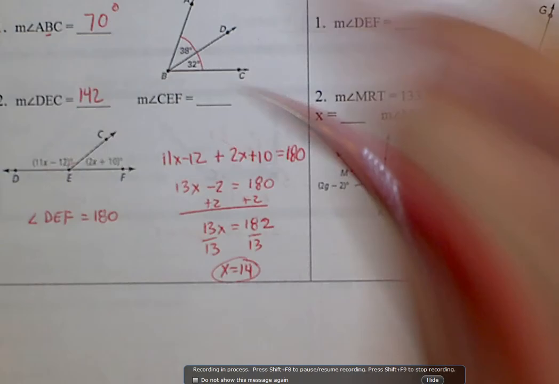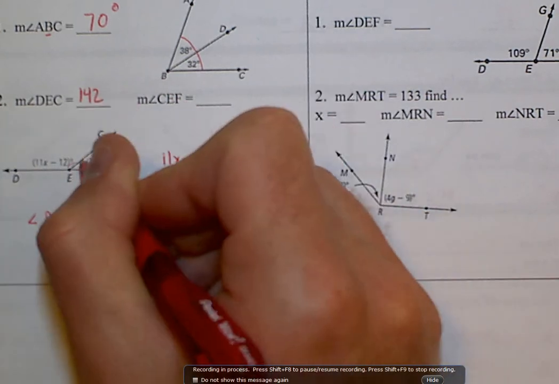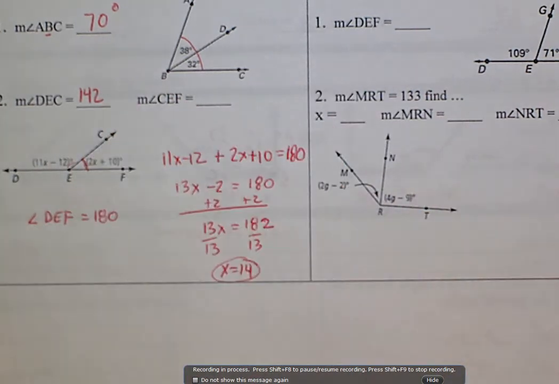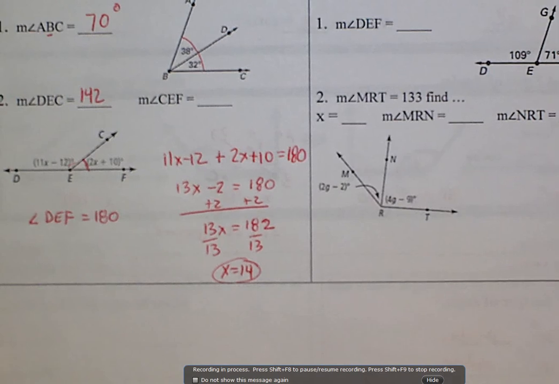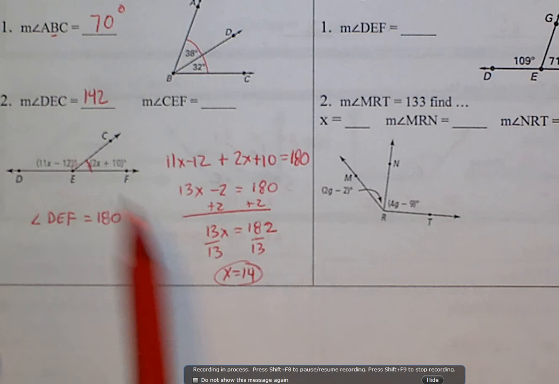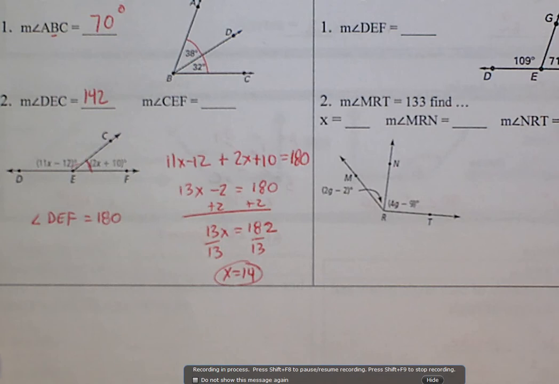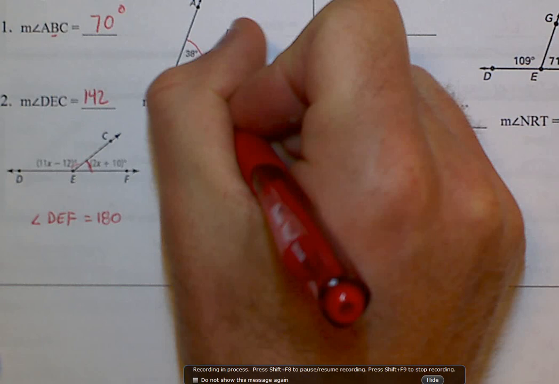Now there's a couple different ways you can find CEF. Again, CEF would be this angle right here. You can plug x in for the x in the expression, or if you know this is 142, all you need to do is take 180 and subtract that 142 from it, and that should give you 38 degrees. Okay.